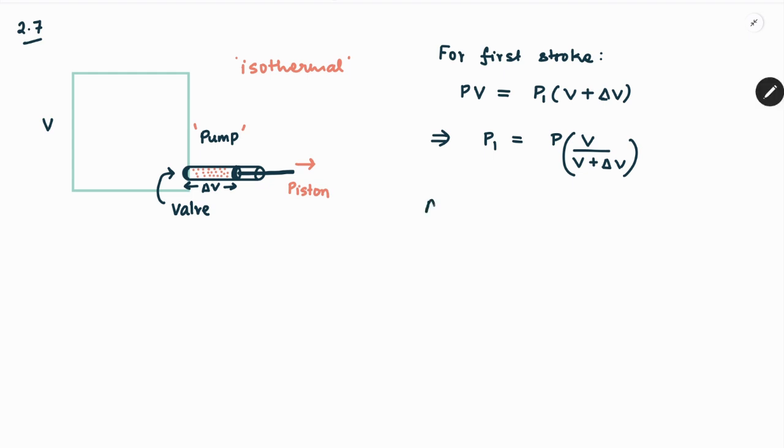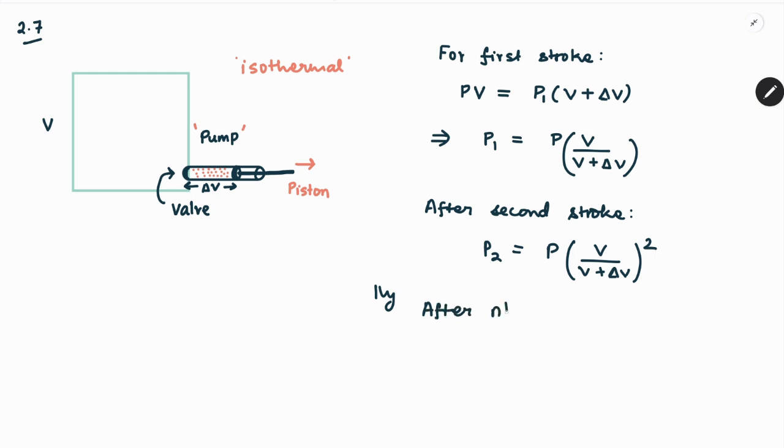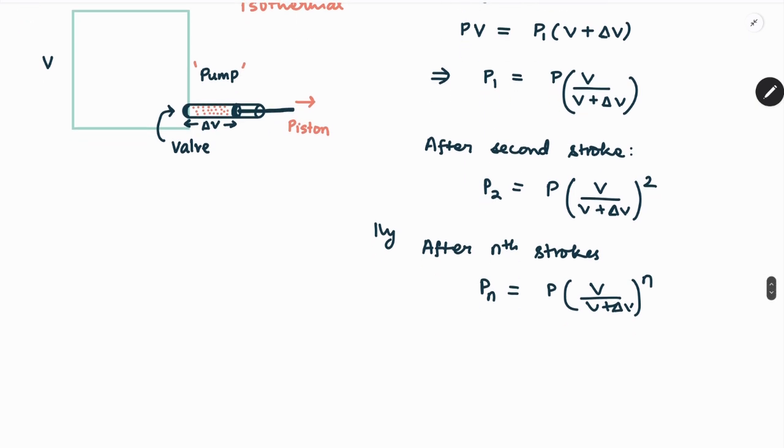Now we write after the second stroke. After the second stroke, P2 will be equal to PV upon V plus delta V, all squared in value. So similarly we can say that after n such strokes, we write Pn is equal to P times V upon V plus delta V to the power n. So this is the value that we have.